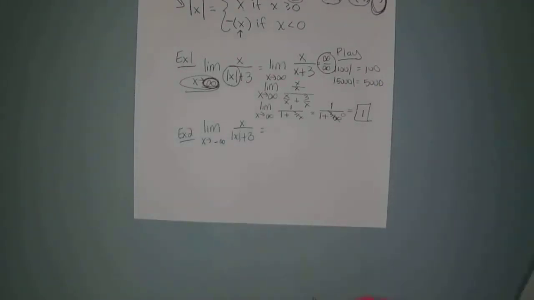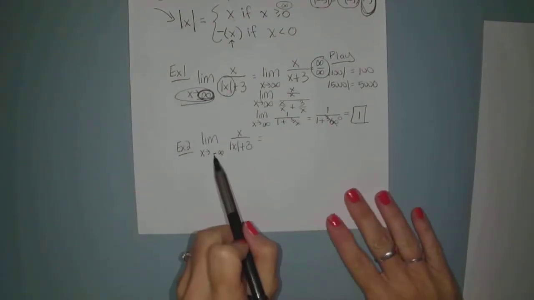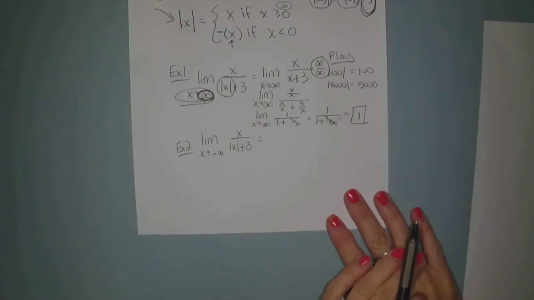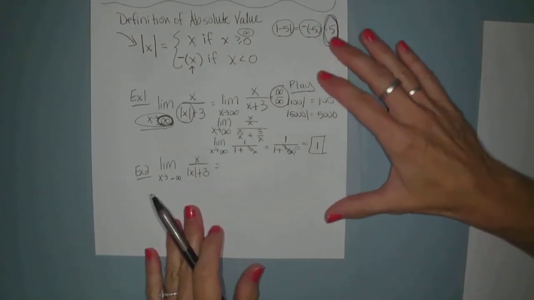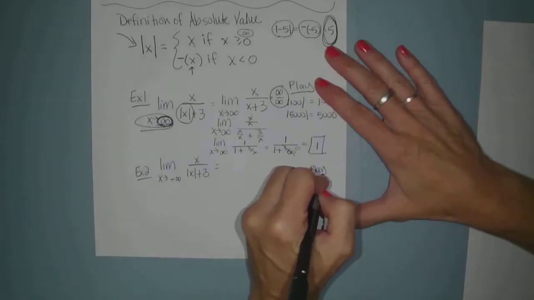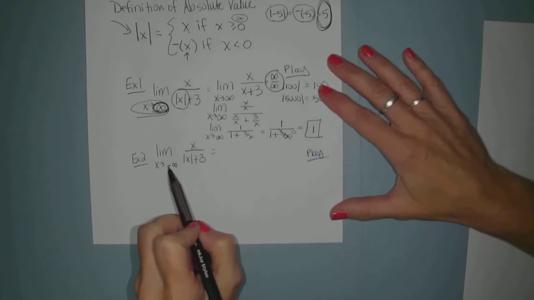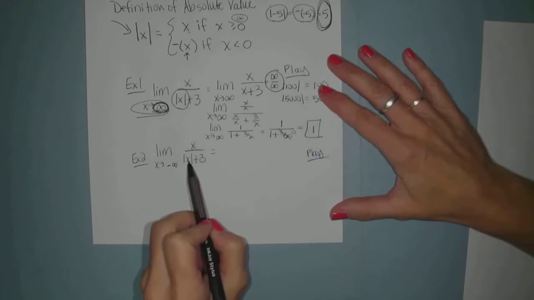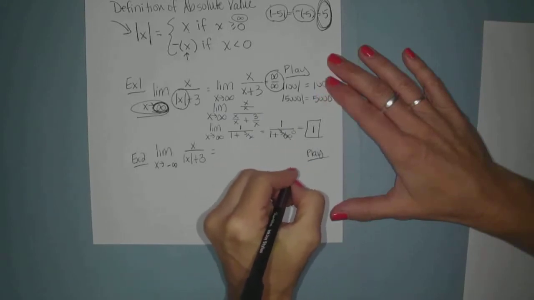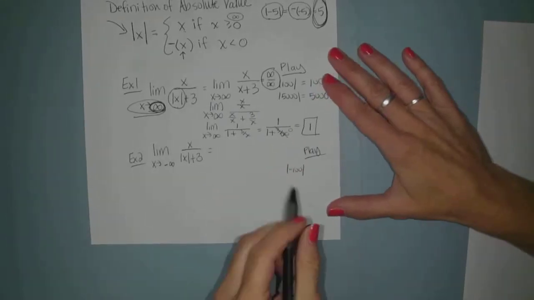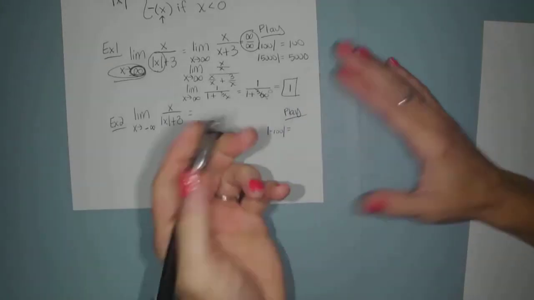Example 2 says, same problem, same rational function, but this time look where we're headed, negative infinity. Okay, so the limit as x approaches negative infinity. So let's go off to the side and play. Let's pick some really, really small numbers for x and see the effect it has on these bars. So say we're doing the absolute value of negative 100. Well, we know that the absolute value of negative 100 is 100.